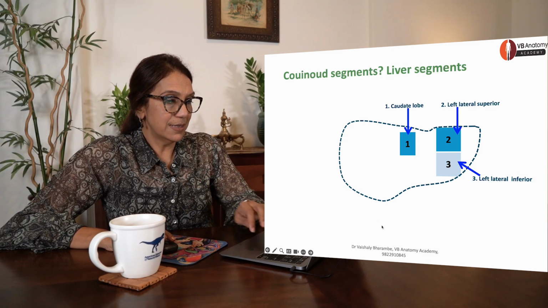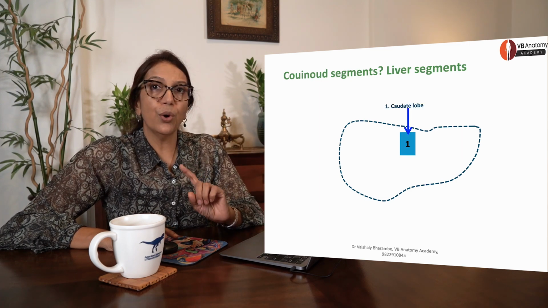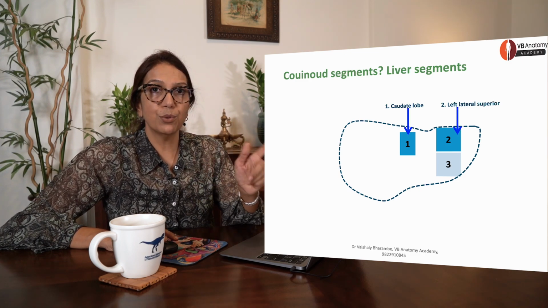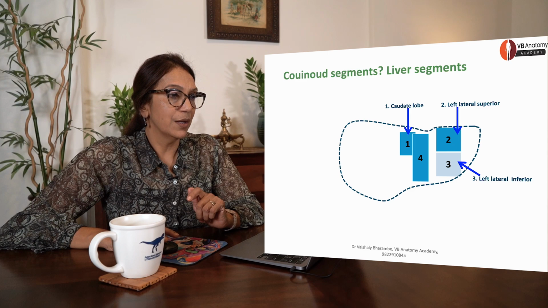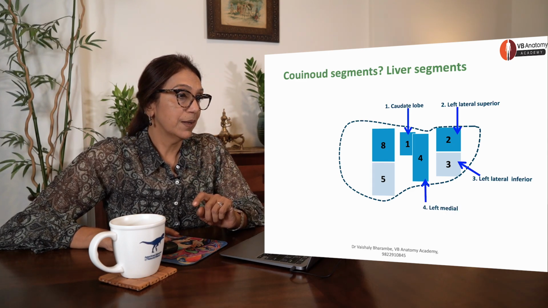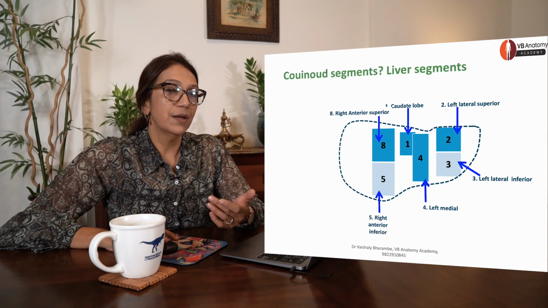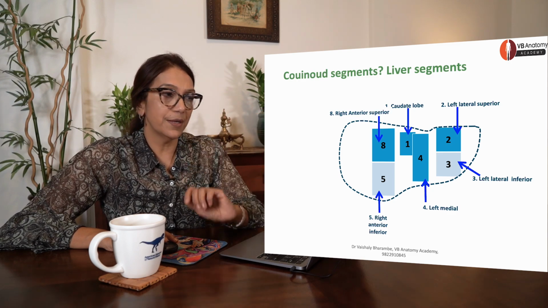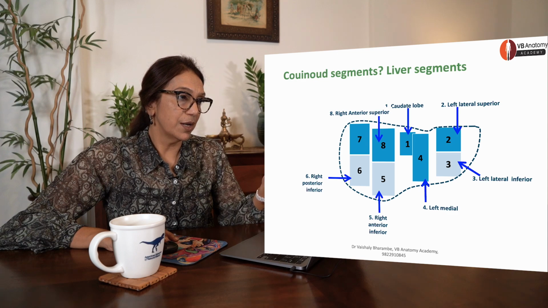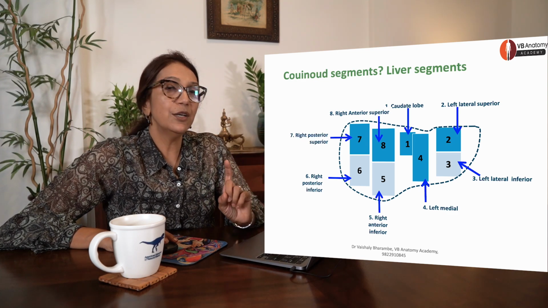So if this is your liver, then 1 is your caudate lobe, 2 and 3 is the left lateral lobe, left lateral superior, left lateral inferior. 4 is your left medial lobe. Now 8 and 5 or 5 and 8 are the right anterior superior, right anterior inferior. 6 and 7 are right posterior inferior, right posterior superior. Can you see 8 being formed? These are the 8 Couinaud segments.